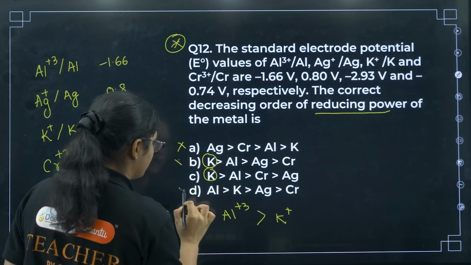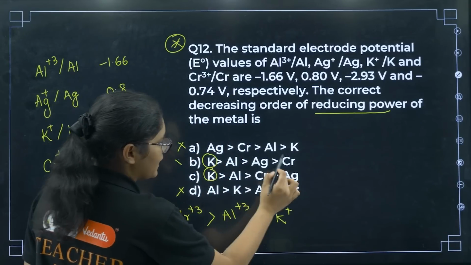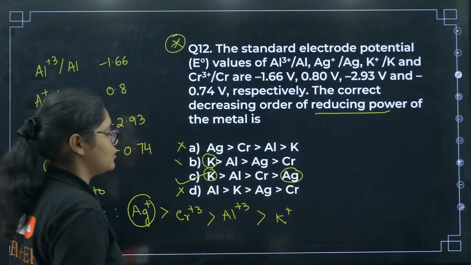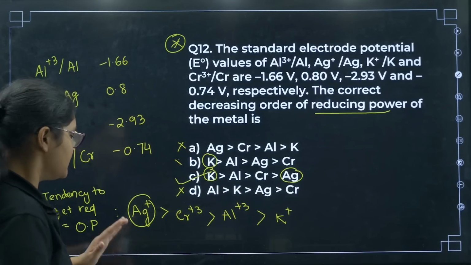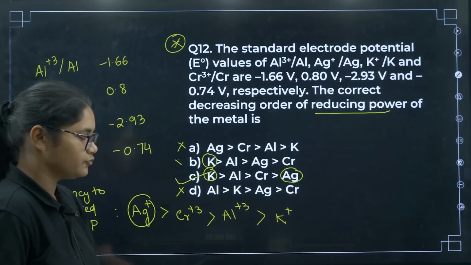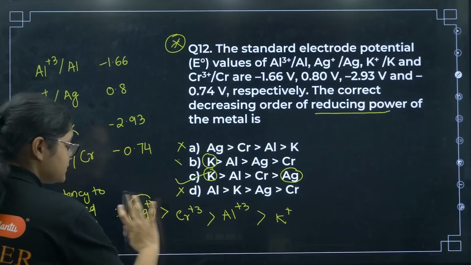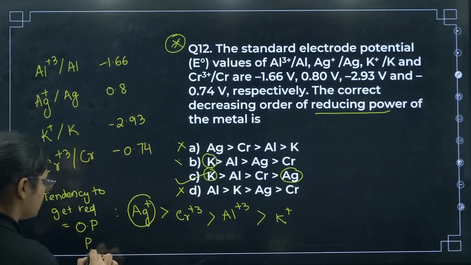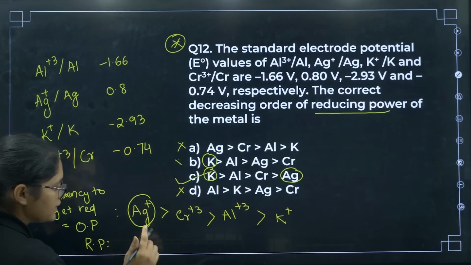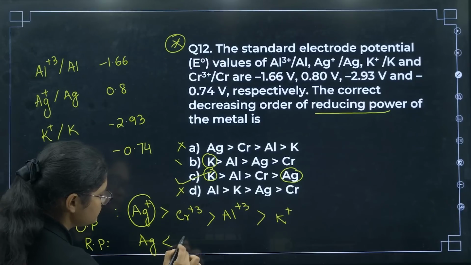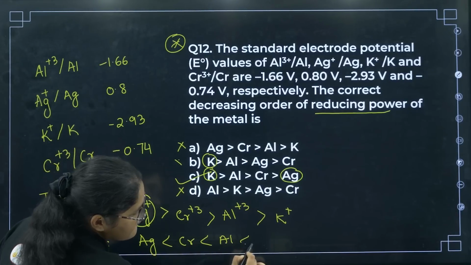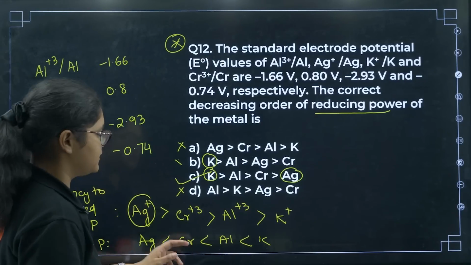Okay, we can eliminate this too, and Ag plus will be at the end. We have only one option like this, so option number C. I hope you are getting it. This is the reducing power order, so automatically this is the oxidizing power order. Then what will be the reducing power order? The one which is highest will be the lowest here, right? K, Al, Cr, Ag.